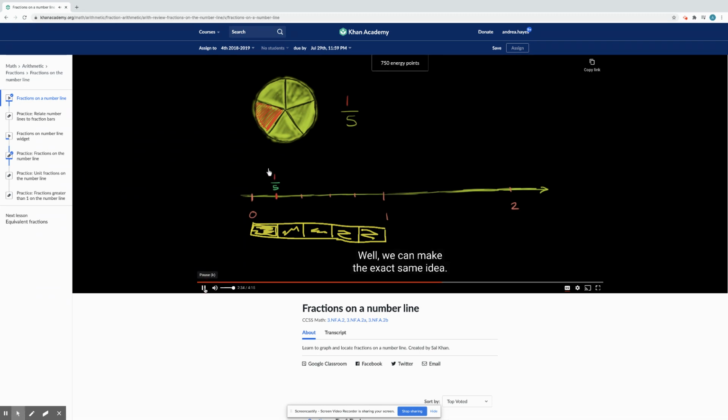Well, it's the exact same idea. If up here, instead of shading in 1 out of the 5 equal sections, I shaded in 2 of the 5 equal sections, then I wouldn't say this is 1/5 anymore. I would say that this is 2/5. And so if I go 2 of the equal sections towards 1, then I should call this number right over here 2/5.